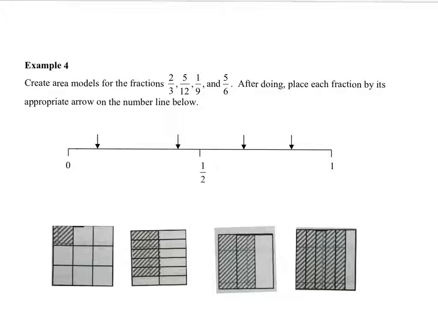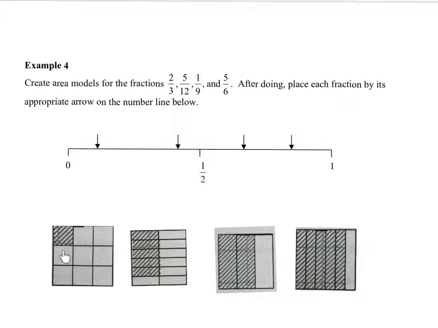Okay, so looking at this example, it asks us to create area models for the following fractions and then place each fraction by its appropriate arrow on the number line. Okay, so I'll save you the trauma of seeing my drawing for all these different fractions, so I've just got some area models down below here. And we'll just figure out which one represents which, and then we can just use the general look to kind of determine where they fall.